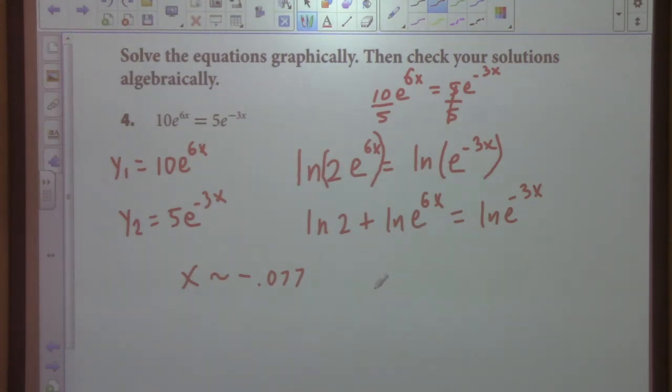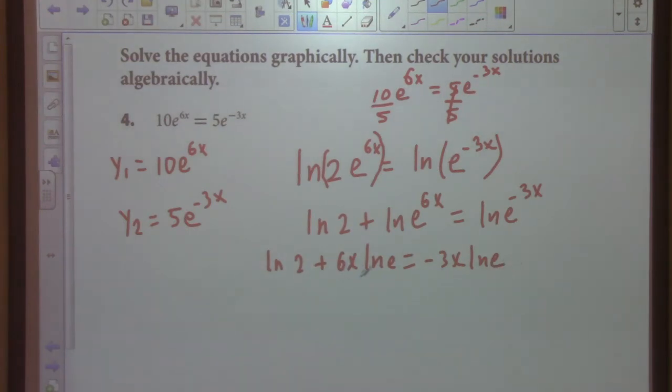And so now, what can we do? Put the 6x and negative 3x in front. Yeah, so we can do that. I'm going to put ln 2 plus 6x ln e equals negative 3x ln e.